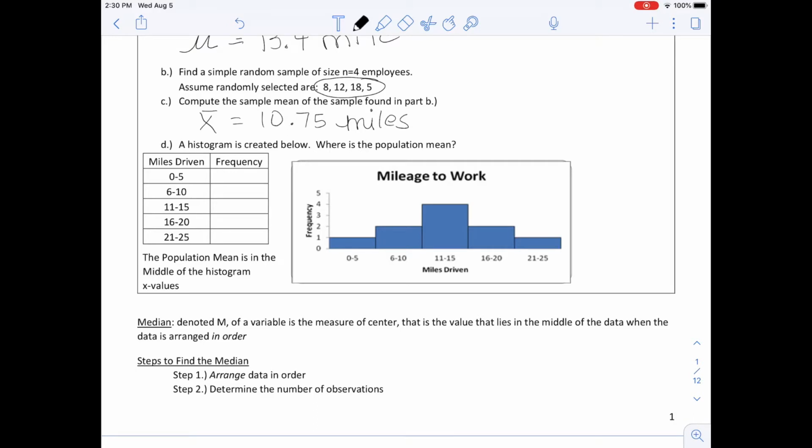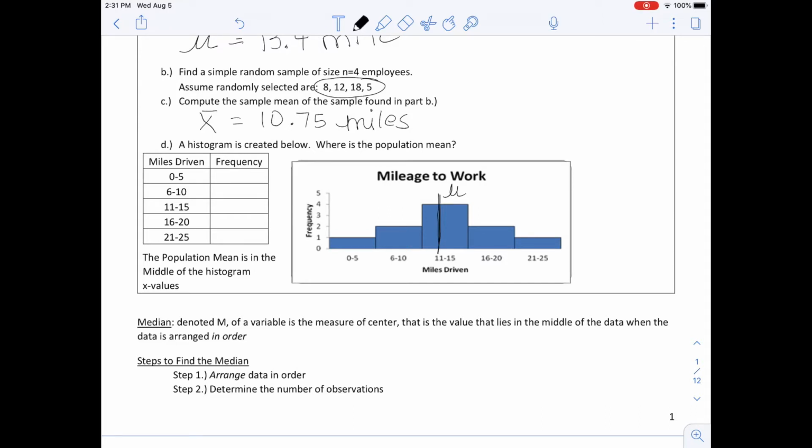Part D says a histogram is created below. Where is the population mean? The histogram is already created for us. That population mean, again, is 13.4, and it's somewhere in the middle over here. I'm going to label it up above since I don't have any room down below.